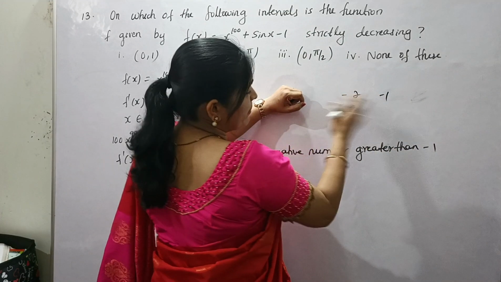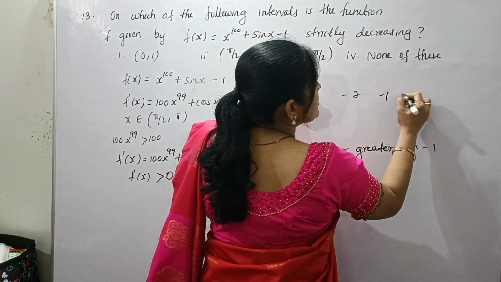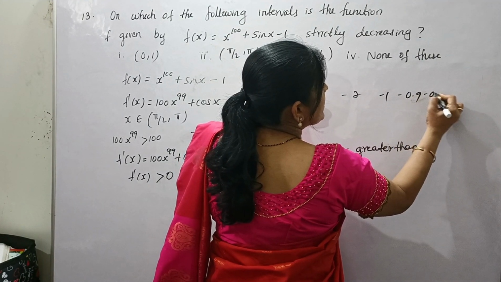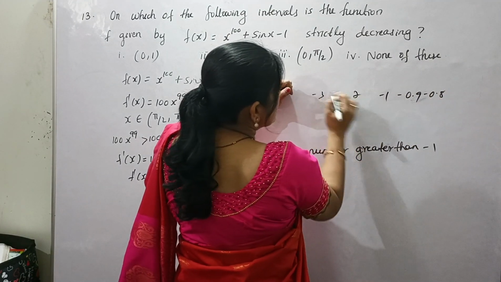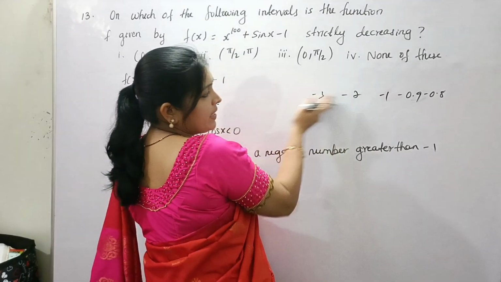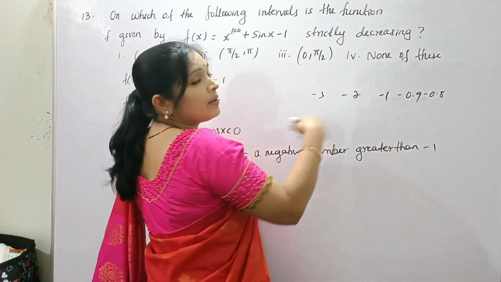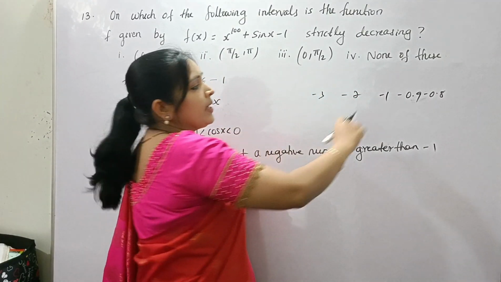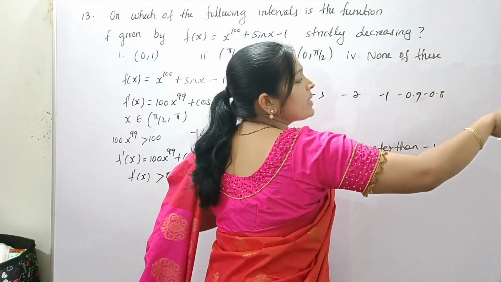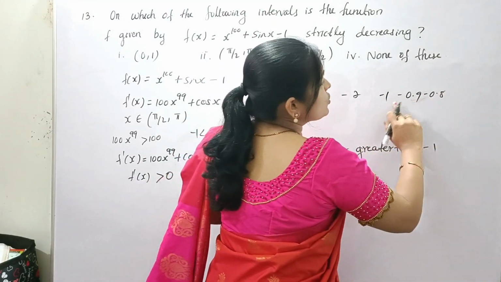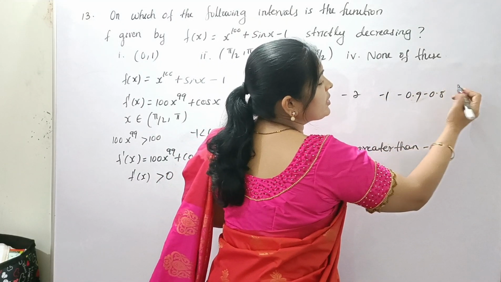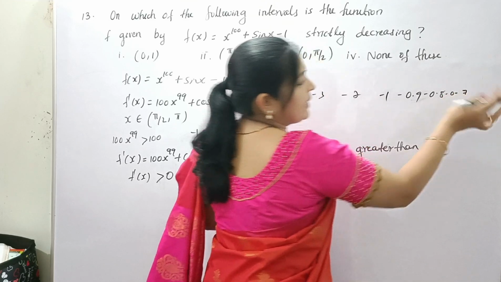Minus 2 is here, less than minus 1. Greater than minus 1 means minus 0.9, minus 0.8. These are the values less than minus 1: minus 2, minus 1. Greater than minus 1 means the values go to the right side, like minus 0.9, minus 0.8, minus 0.7, like that.